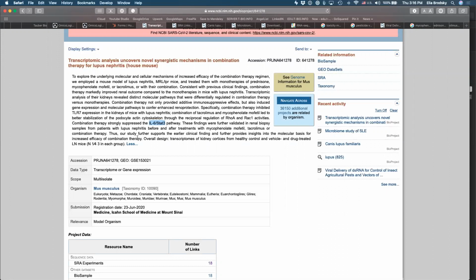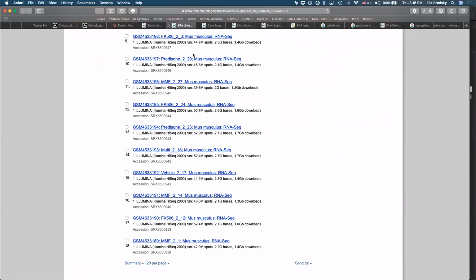So we know that we can look for other data sets that might have lupus, and let's say, what's the role of this pathway in lupus, right?